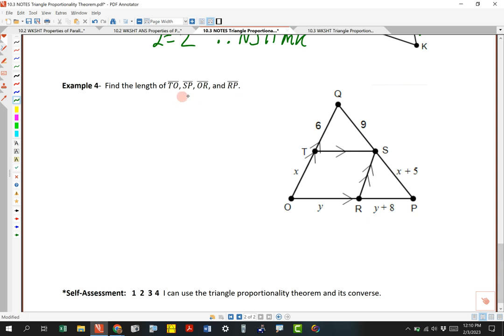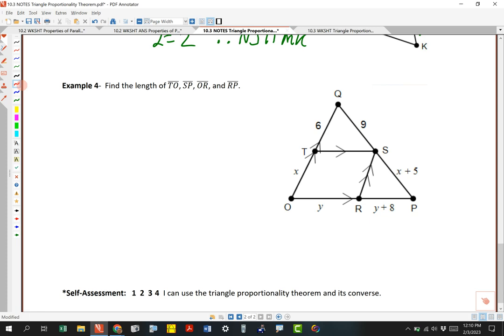It says find the length of every one of these. So we want to do TO, that's going to be what X is. OR, that's going to be what Y is. And then we want SP, so that's this one over here, and RP, that's this one right here. So basically these 4 little side lengths right there. Okay? Any ideas?